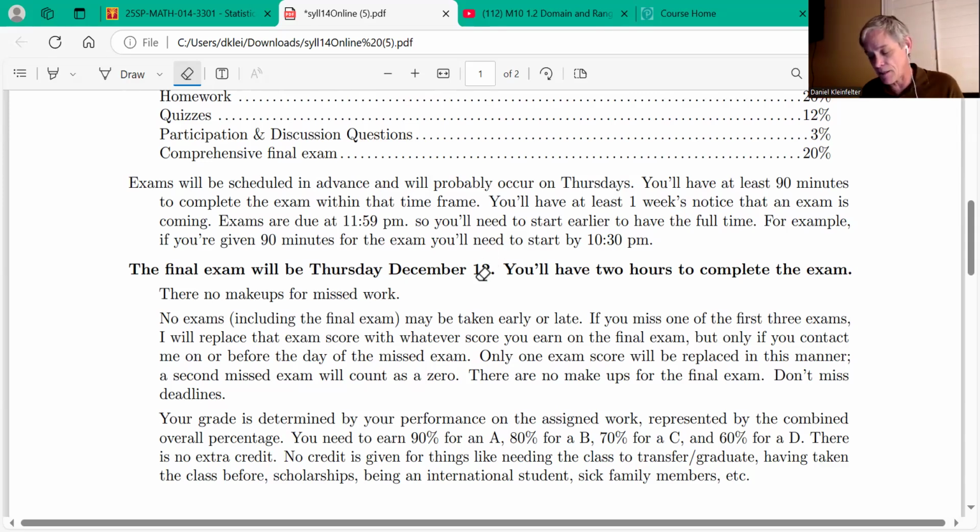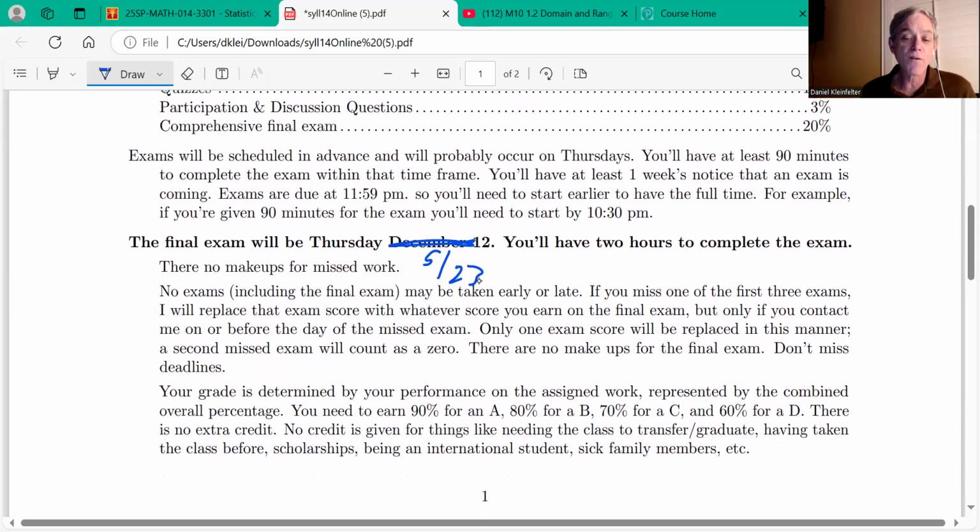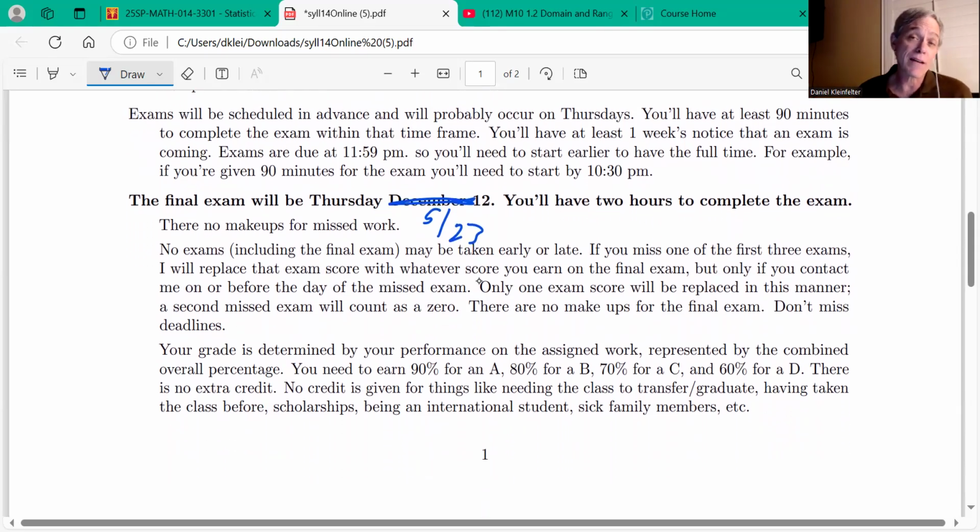The final exam, this is wrong. It's obviously not going to be December 12. The final exam is actually May 23rd. 23rd. So make a note of that. I'll send you a reminder, of course, when we get a little closer. For the final exam, we will have 2 hours to get that done.